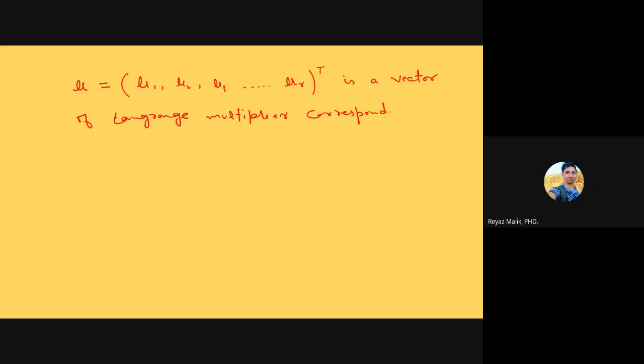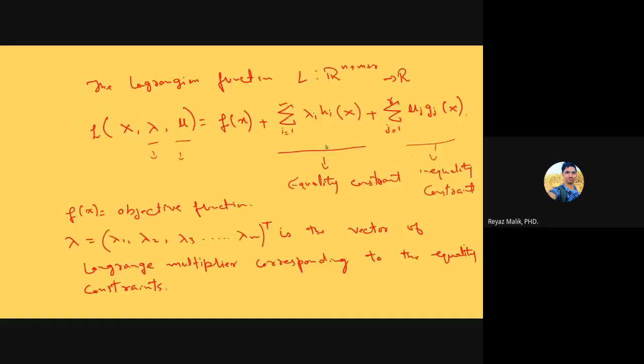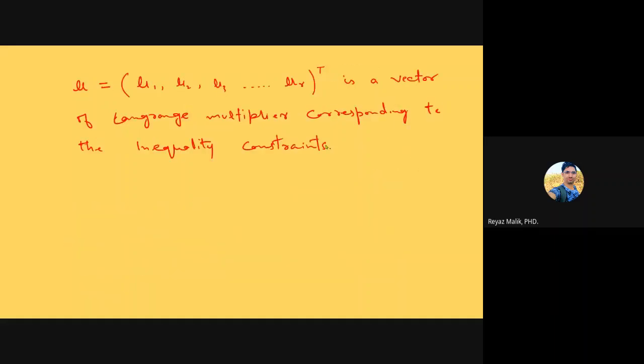Corresponding to the inequality constant, okay? Corresponding to the inequality constant or constants. That's all about it. By definition, it is this, what we call equality and what we call inequality Lagrangian multiplier.